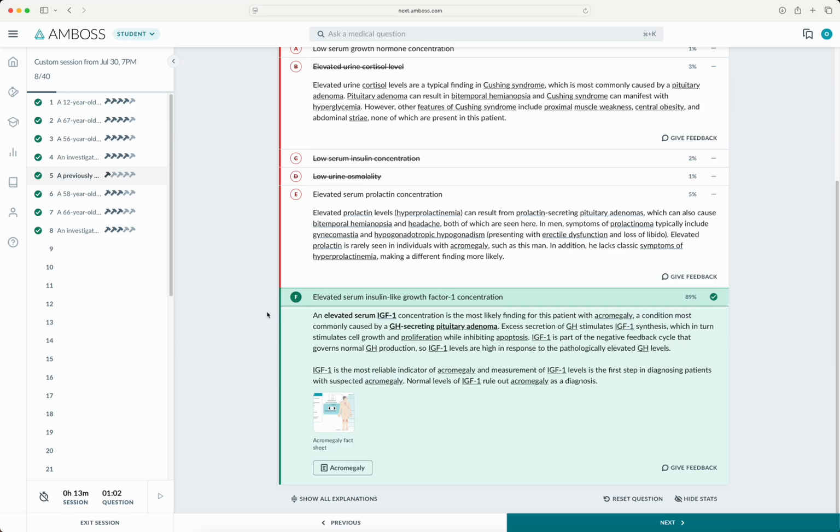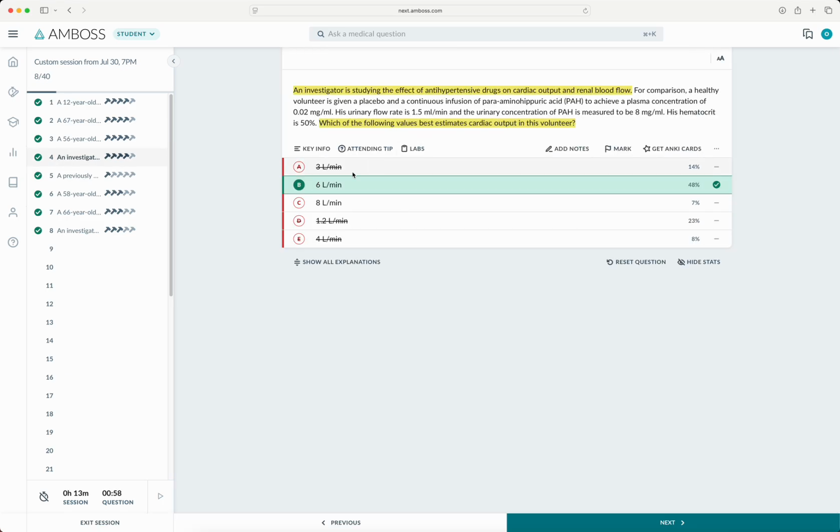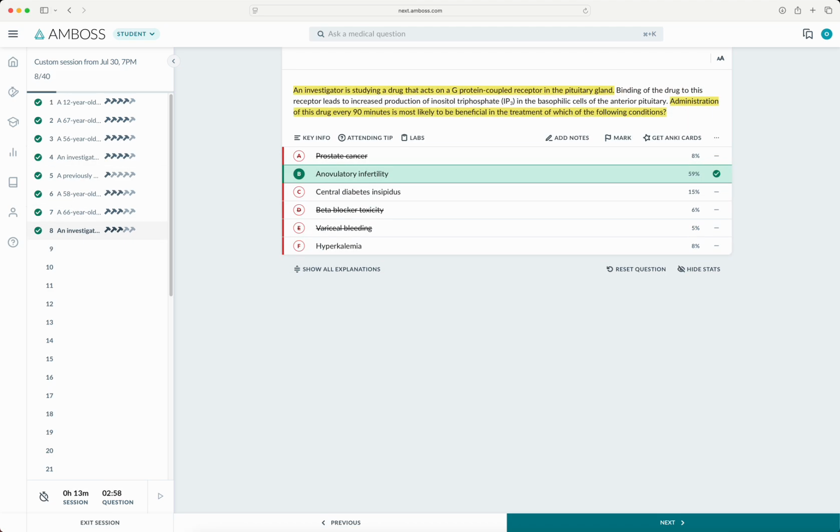Now tell me about this one. Okay, we already did 3 of those. Now you go to the next one. Now you go to this one. Cardiac output equals 4 or 5 times renal blood flow. Renal blood flow equals renal plasma flow divided by 1 minus hematocrit. Okay, and renal plasma flow equals urinary PAH times urine flow divided by plasma PAH. Boom.